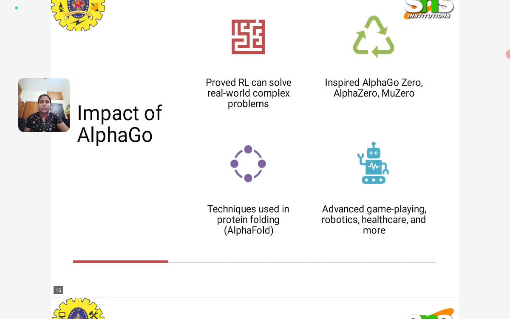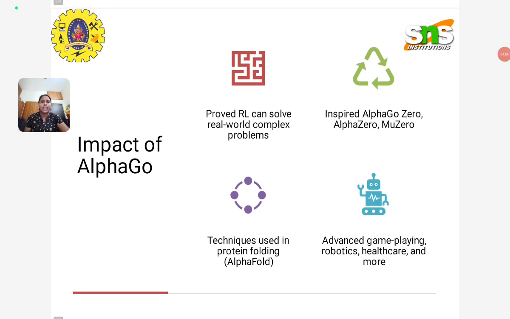The impact of AlphaGo is that it proved reinforcement learning can solve real-world complex problems. So these are the impacts of AlphaGo.